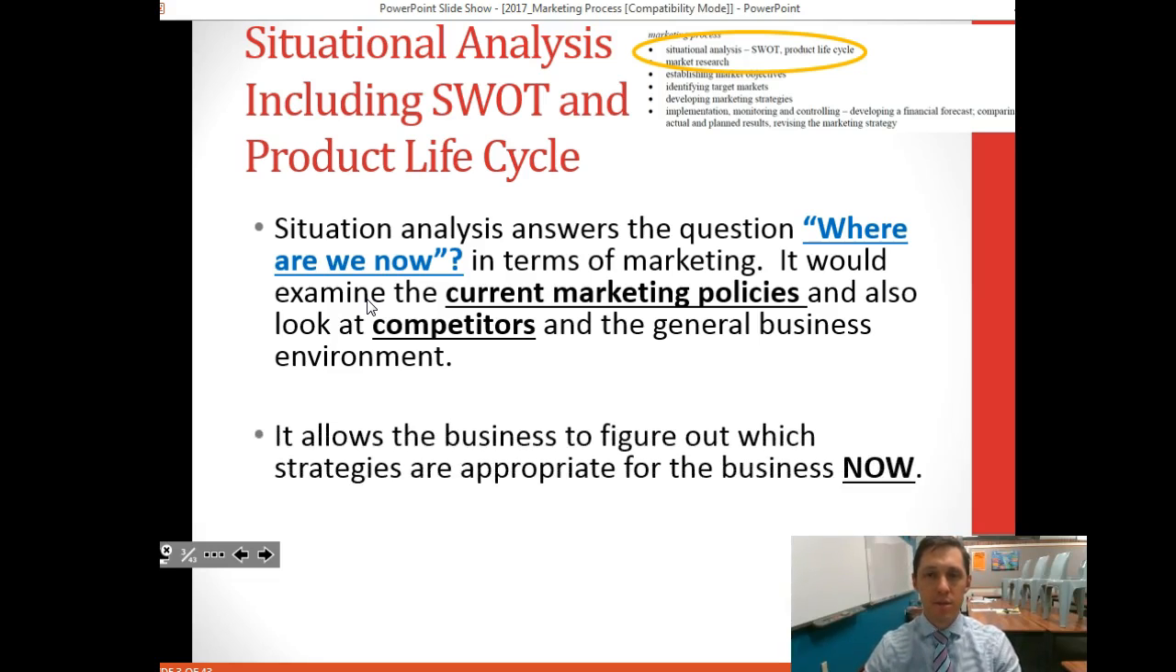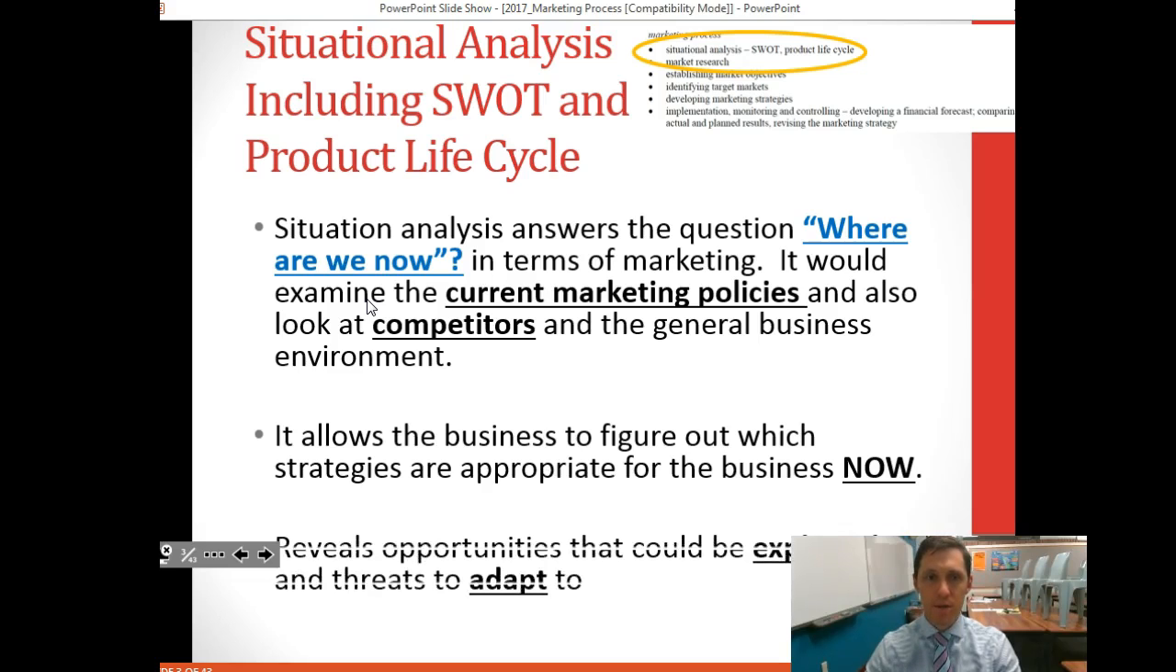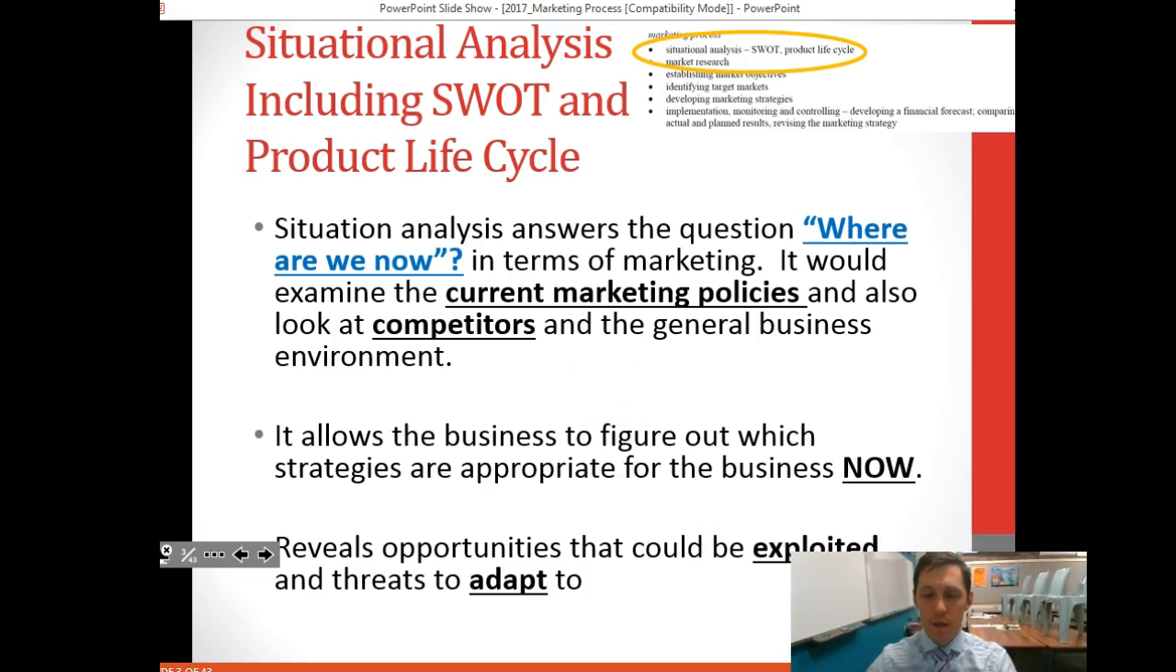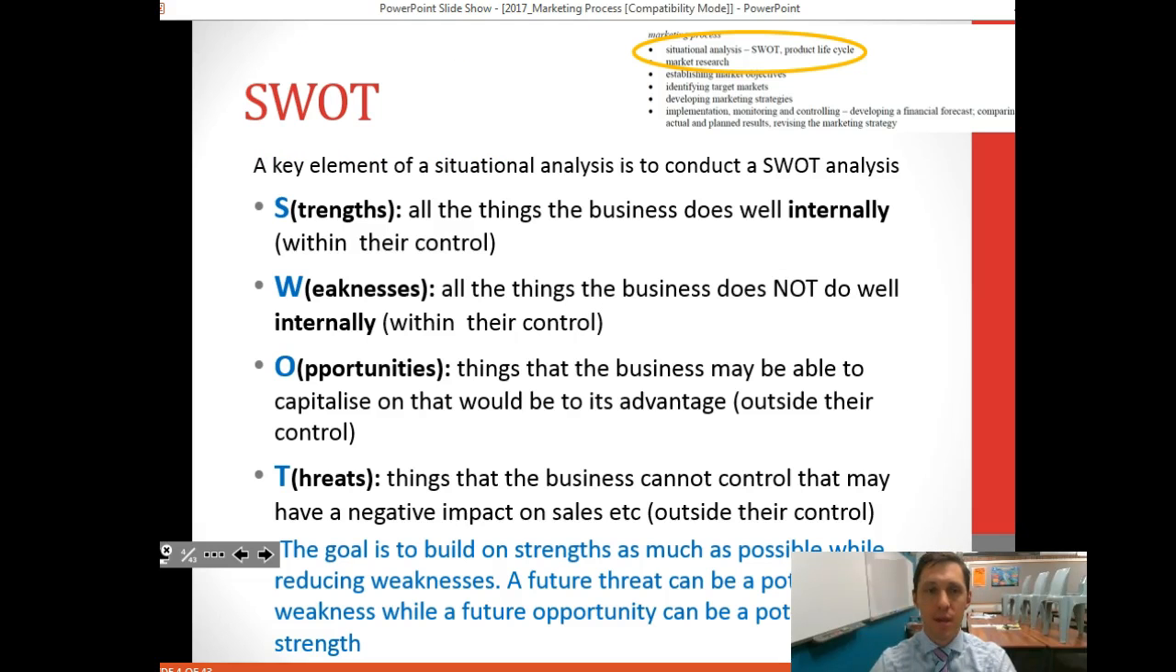And this situation analysis allows the business to come up with strategies for the business now, and that can be utilised going forward to try to achieve its objectives. And that means looking at opportunities that could be exploited, so opportunities out there in the marketplace. For example, there might be an opportunity to market to a new segment or identifying a new target market because they're currently not being sold to. Additionally, okay, what threats are out there that this business needs to adapt to?